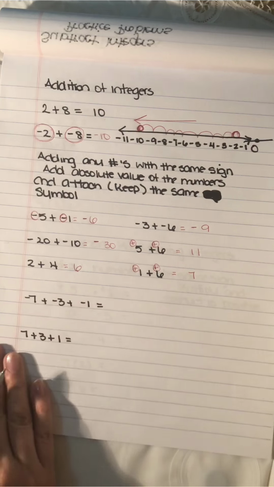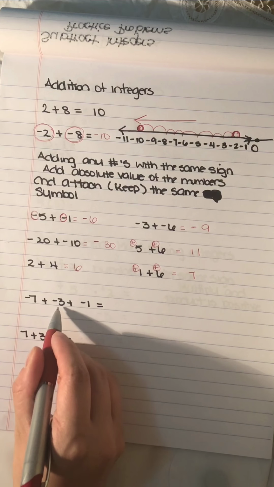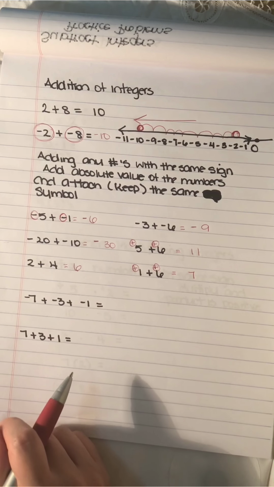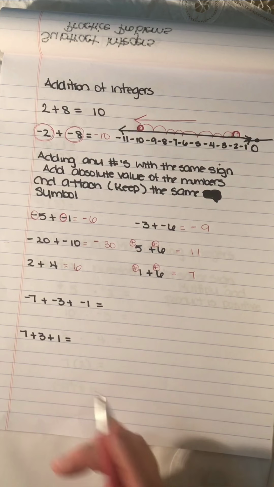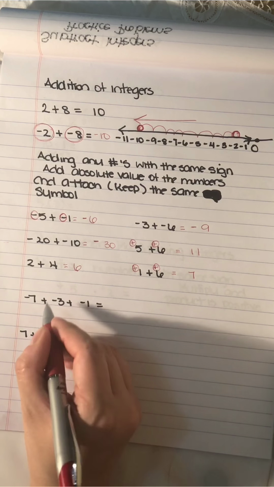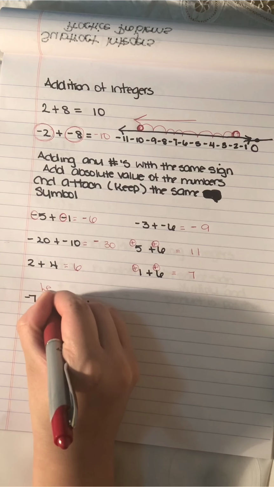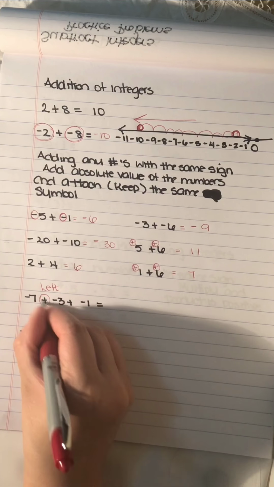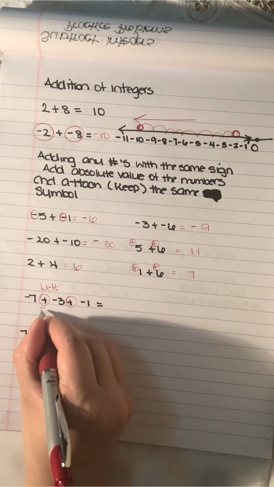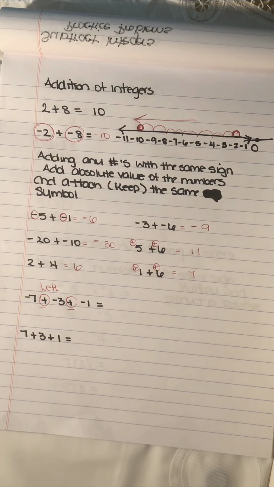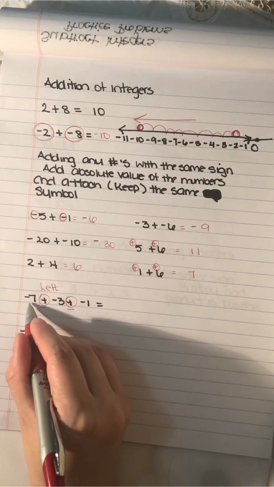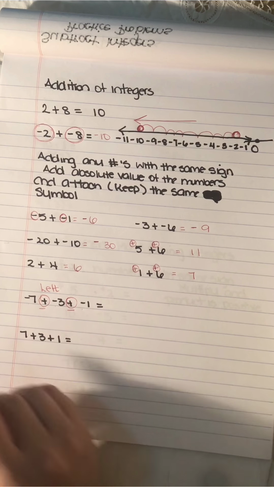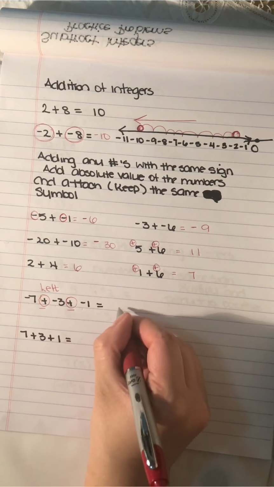Let's try a harder one. Negative 7 plus negative 3 plus negative 1. Where would you start? Well, we would start left to right like we normally would because this is all the same function, adding. So we see this is negative, this is negative, this is negative. So the sign stays as negative.